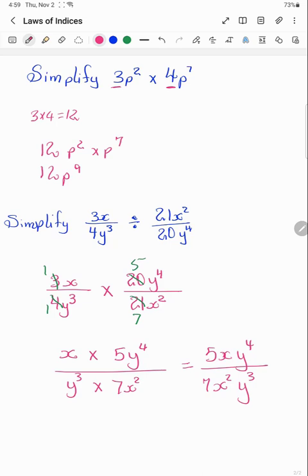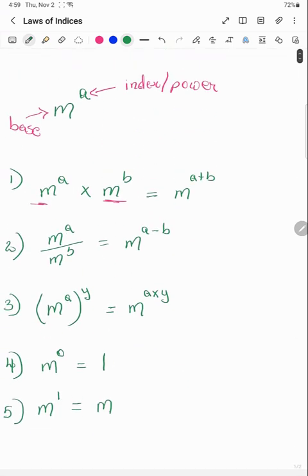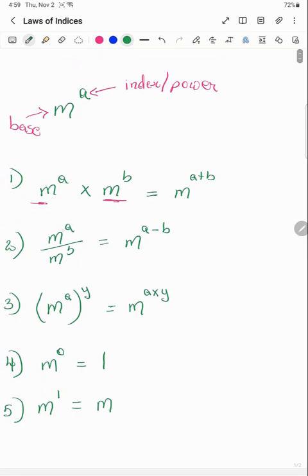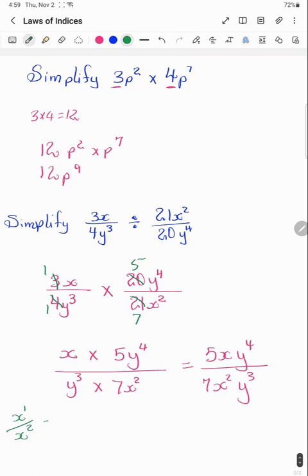Now we can actually look at something here at the side. So we have x to the first power divided by x to the second power. And what did this law say about dividing similar bases? You subtract the powers, right? So it's going to be x to the 1 minus 2, which is x to the negative 1. So we have here 5 over 7. I can bring down the 5 over 7, and we have x to the negative 1.